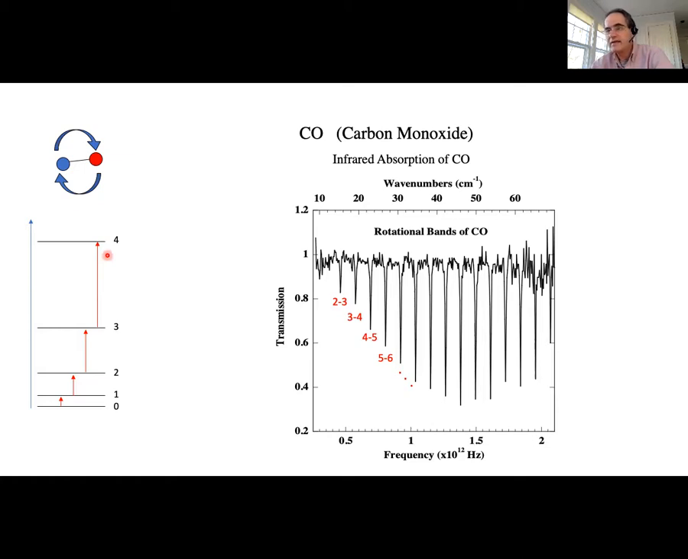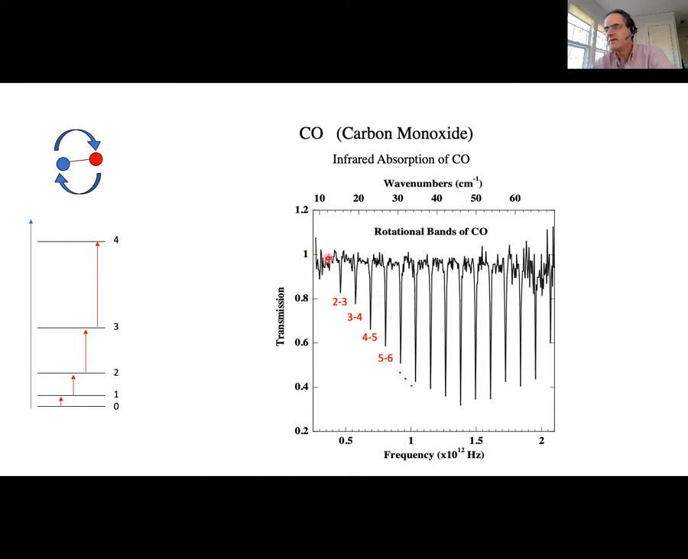Now let's look at the data. So this is an infrared absorption spectrum in the long wavelength part of the infrared. Okay, here's the light frequency in units of 10 to the 12 hertz, or terahertz. This number, wave numbers, that's 1 over the wavelength. Okay, and then what you see is a series of absorption lines. And notice that they're equally spaced. And they are the 2 to 3 transition, 3 to 4, 4 to 5, and so on.